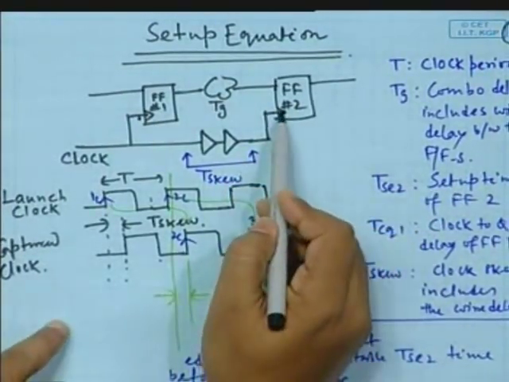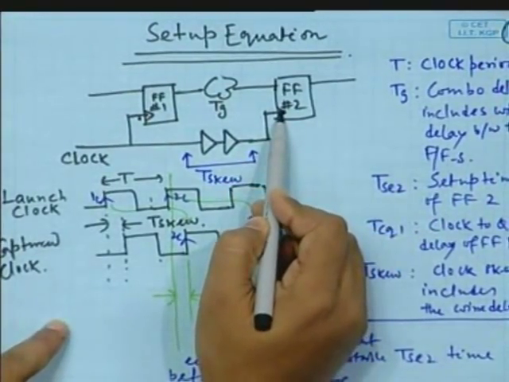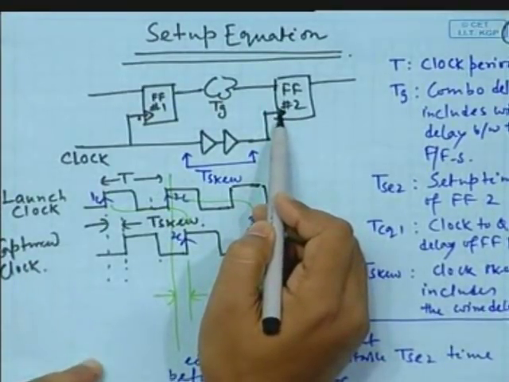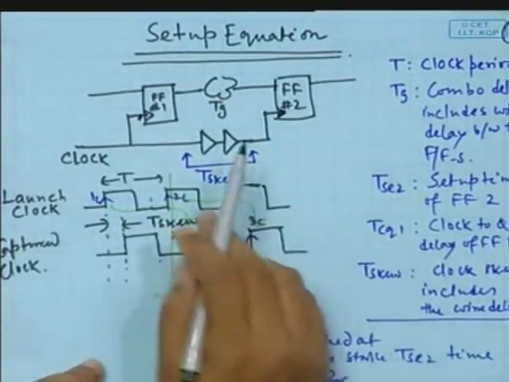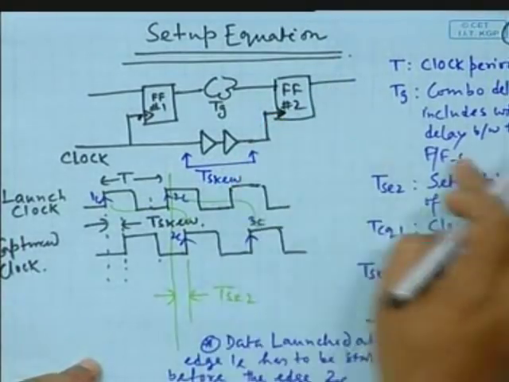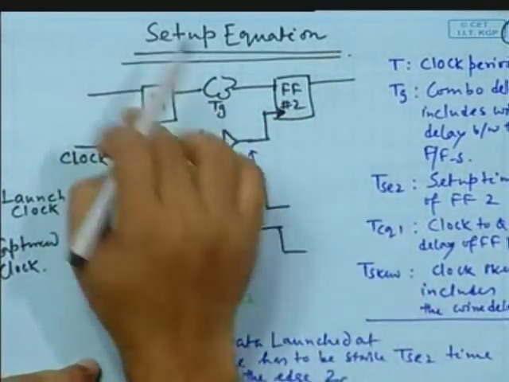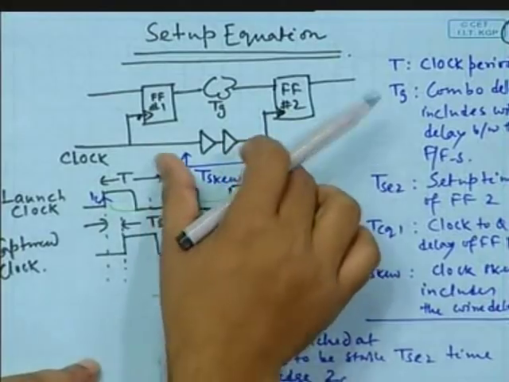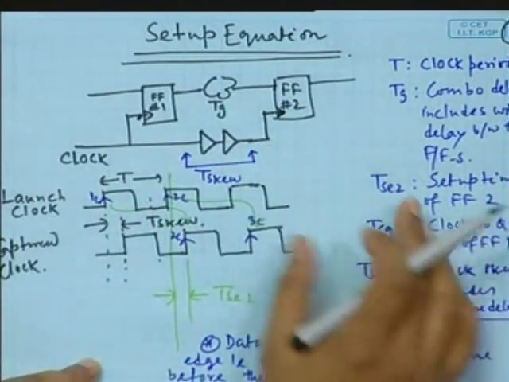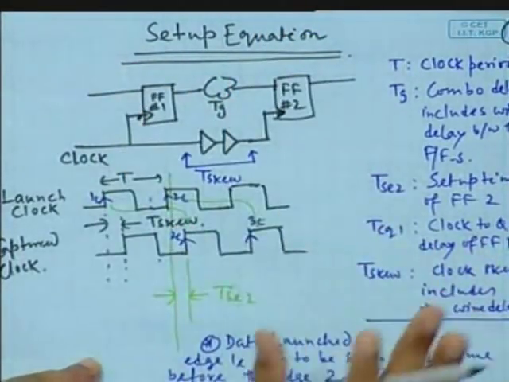If this comes later, I say it's positive skew. If this comes later, it might be, right? See, you are driving the clock from here to here. It might be the clock is coming to this and this also, right? So then it will be a negative skew. So assume that the skew is positive for now.